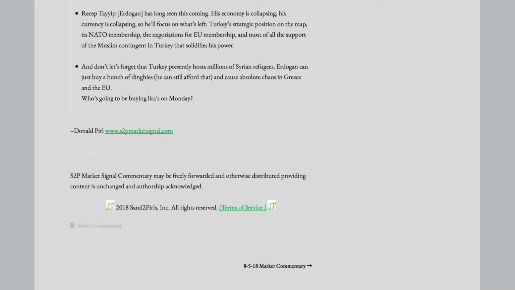Turkey's strategic position on the map, its NATO membership, the negotiations for EU membership, and, most of all, the support of the Muslim contingent in Turkey that solidifies his power. And don't let's forget that Turkey presently hosts millions of Syrian refugees. Erdogan can just buy a bunch of dinghies, he can still afford that, and cause absolute chaos in Greece and the EU. Who's going to be buying liras on Monday?